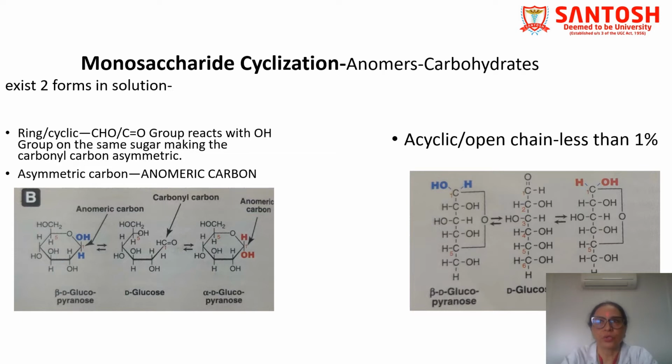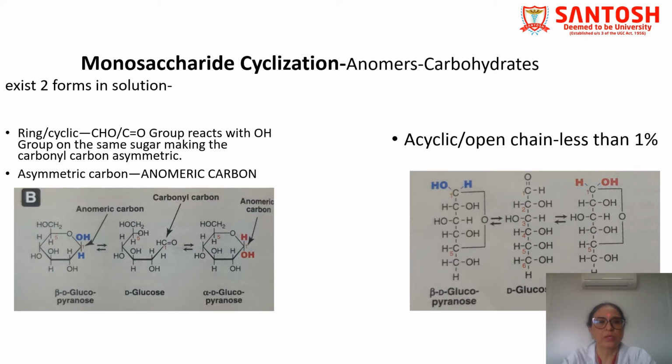When we dissolve a powder of carbohydrate in water, it becomes a solution, and as soon as it comes into the solution, it rotates the light. The rotation of the light changes with time. Why? Because of the anomeric carbon, that particular carbohydrate exists in two forms in solution.